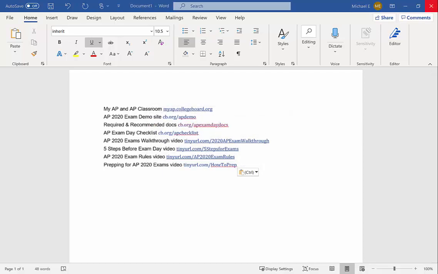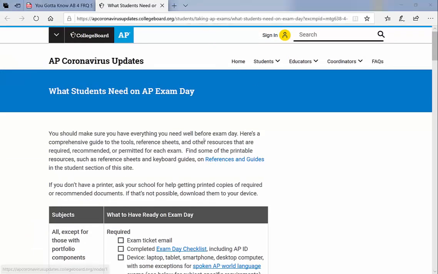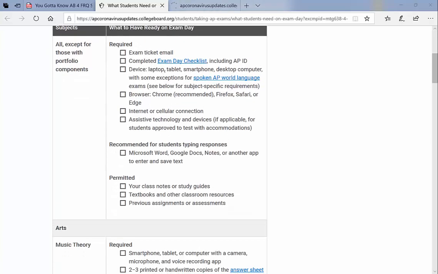So required exam documents. You should have seen this page, but if you haven't, just make sure we go through it. Your exam ticket email, your completed exam day checklist, whatever device you're using. My recommendation would be to open it up on your cell phone, because then you can take your picture on your cell phone and submit it right back on your cell phone. If you do open it up on your computer, you are going to have to email it to yourself first, or add it to a drive and submit it from there.